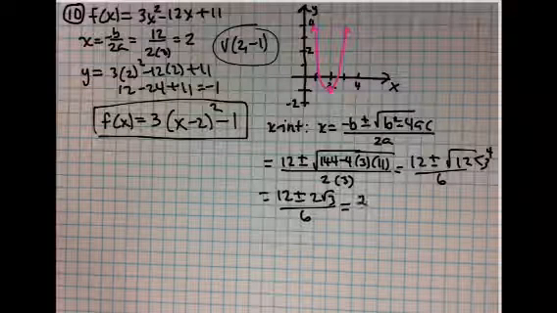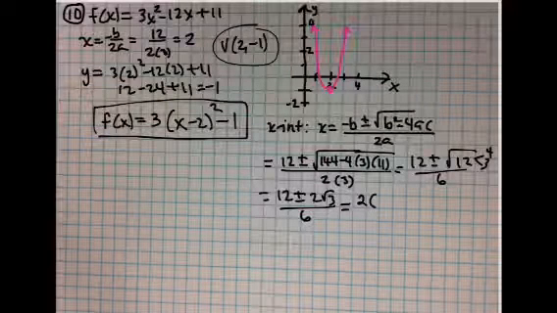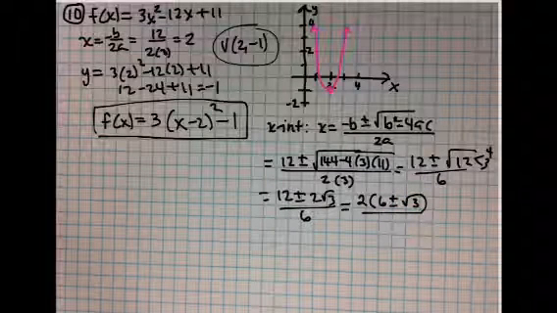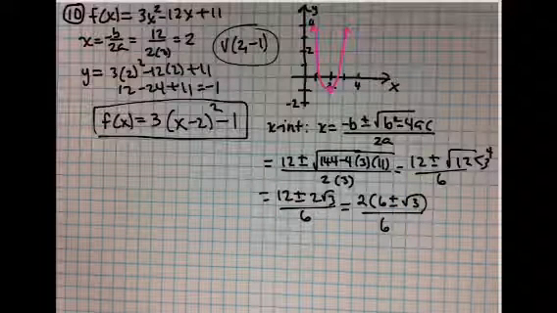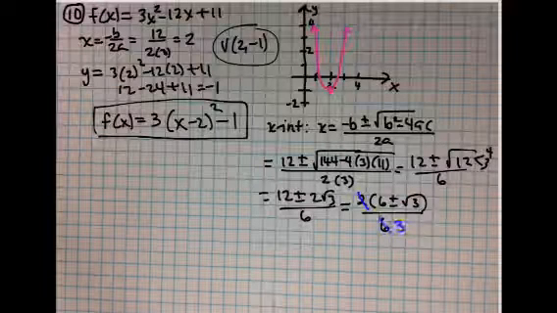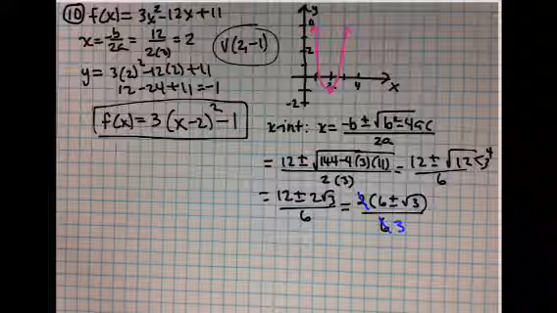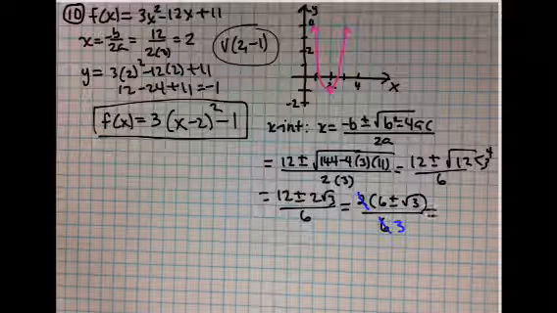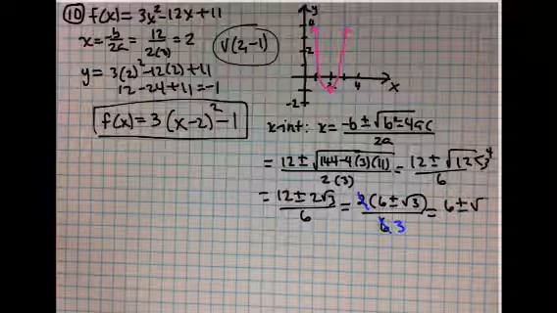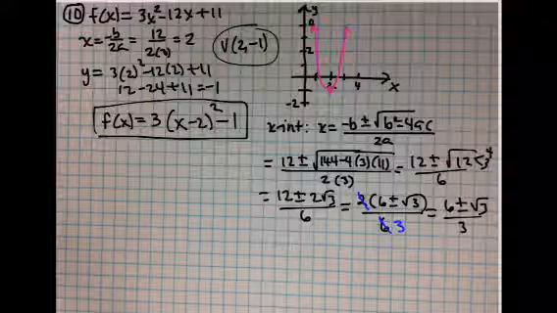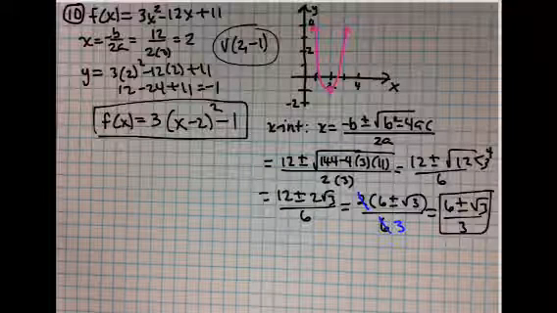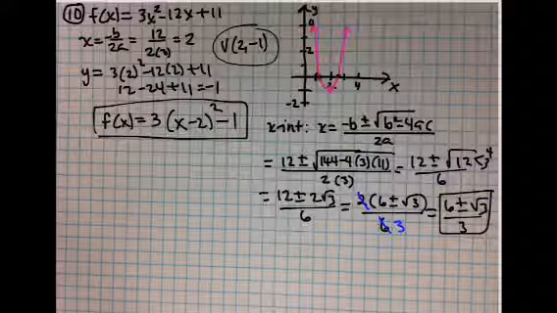You have to factor out a common factor. So in the numerator I have 2, and then here I keep the 6, so I can reduce like that. And so I have 6 plus or minus radical 3 over 3. These are my two x-intercepts. So that's this value right here and the value right here.